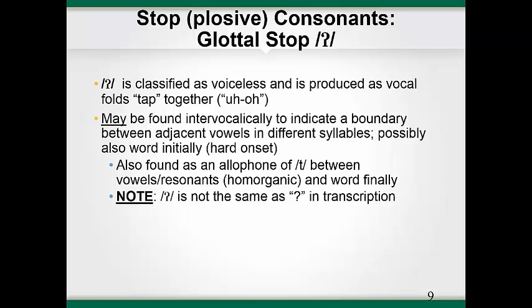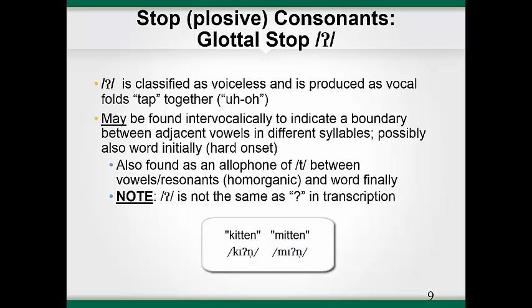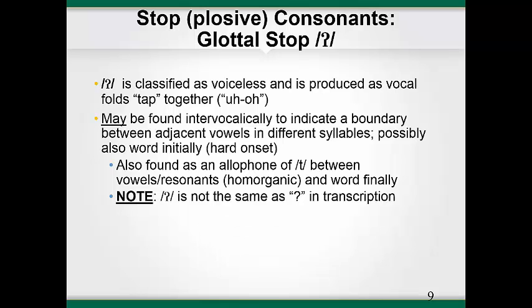The glottal stop is also an allophone of T that occurs in word final position, or between the vowel and a following unstressed syllable, particularly ones that end in en, like the words kitten and mitten. Notice the term homoorganic on the slide. It refers to two or more sounds having the same place of articulation.